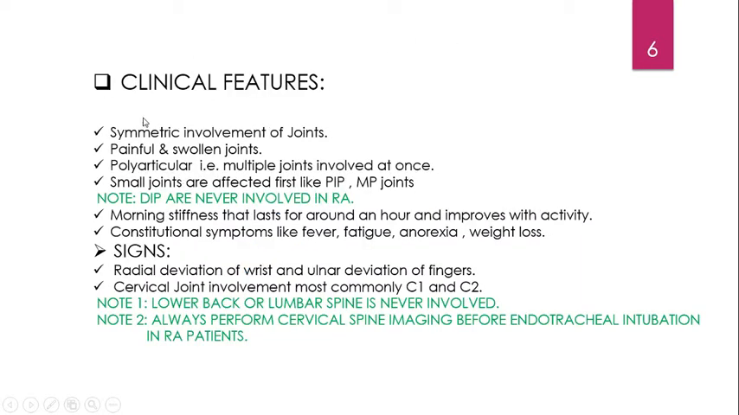Clinical features: there is symmetrical involvement of joints. What this means is that if the wrist joint of one hand is involved, the wrist joint of the other hand will also be involved. This is the basic thing that happens in rheumatoid arthritis, that is symmetrical involvement of joints, and these joints will be swollen and painful. It is also polyarticular, that is multiple joints will be involved at once, and usually small joints are involved, like proximal interphalangeal joints and metacarpophalangeal joints. This is very high yield: distal interphalangeal joints are never involved in rheumatoid arthritis.